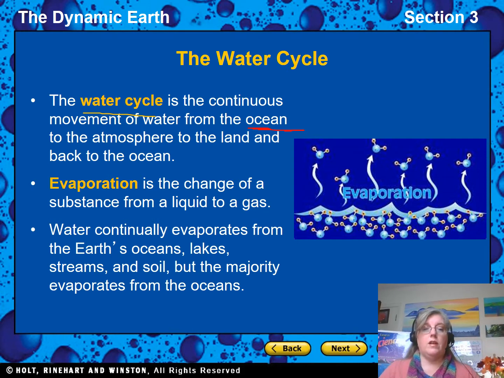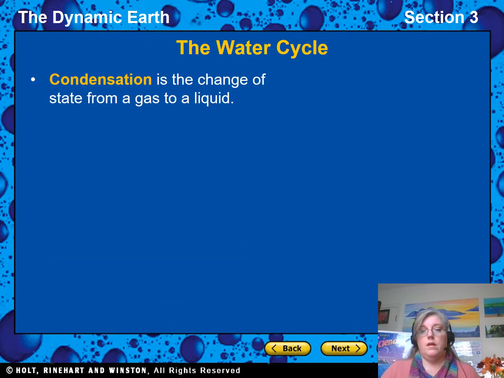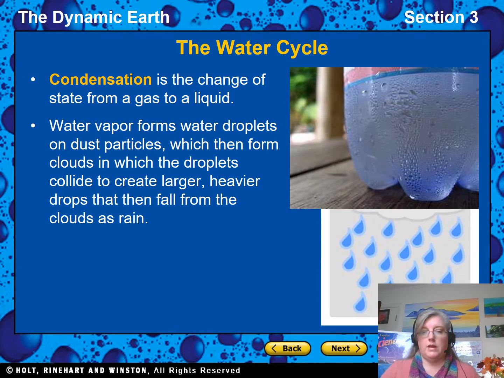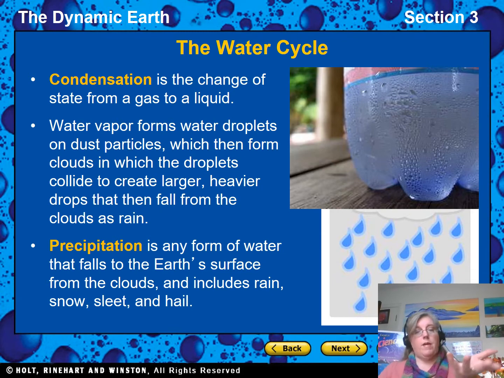So evaporation is the first step. It's the change of the substance from a liquid to a gas, and you've learned that before. You can see the word vapor in there. Vapor is another word for gas. So evaporation is the changing of a substance from a liquid to a gas, and the water is continually evaporating from the oceans, lakes, streams, soil, puddles, your laundry line, all of that stuff. But the majority of it gets from the ocean. If evaporation is the first step where it goes up, condensation is the second step.